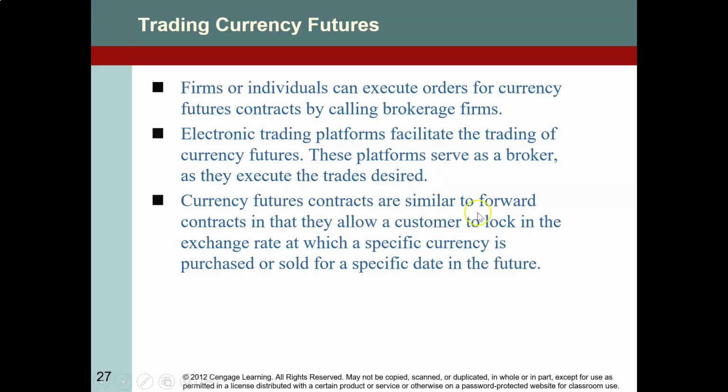Currency futures contracts are similar to forward contracts in that they allow a customer to lock in the exchange rate at which a specific currency is purchased or sold for a specific date in the future.